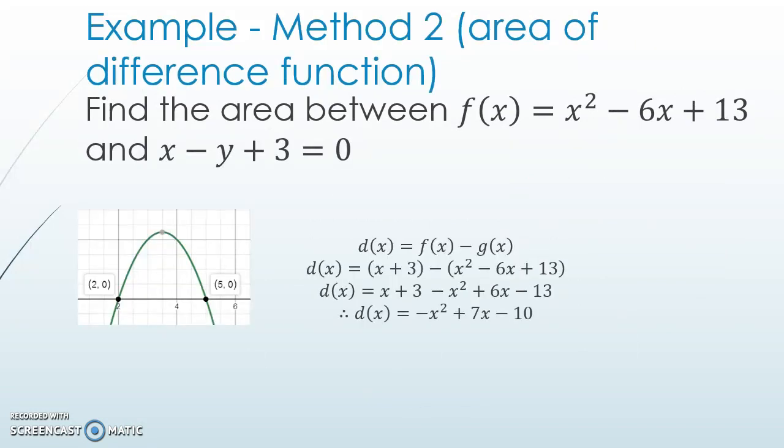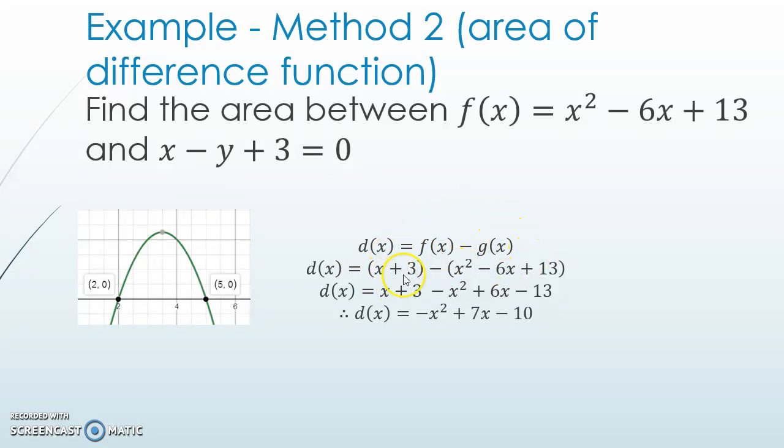Now the second method, and it doesn't really matter which method you choose, it really comes down to personal preference and what you get used to. The second method is to use the area of the difference function. So again, using the same functions, I'll rearrange this to y equals x plus 3. And so the difference function is going to be the first function minus the second function. And it doesn't matter which order we do this in.